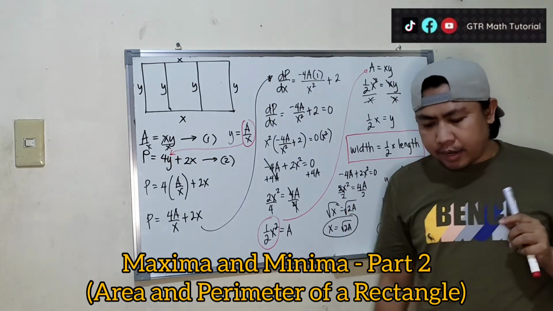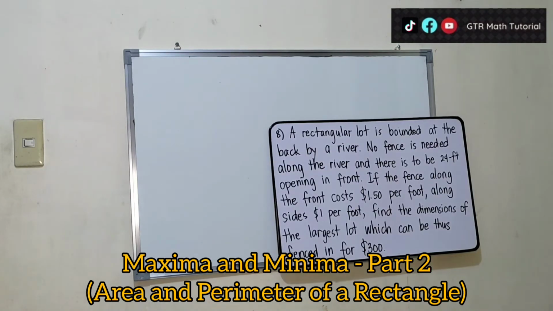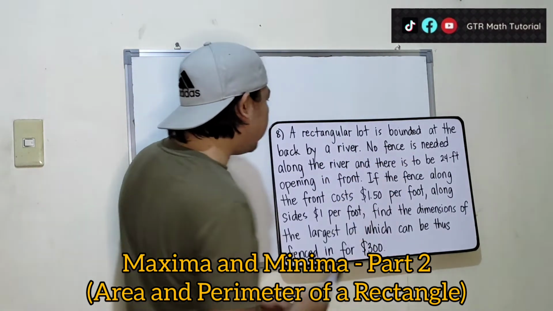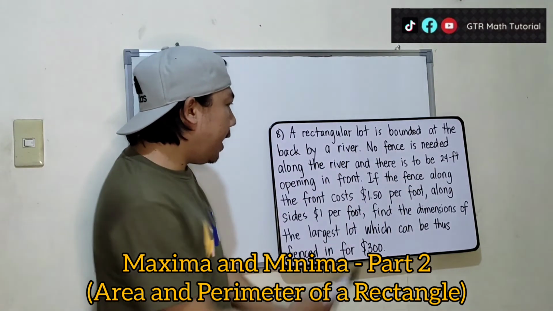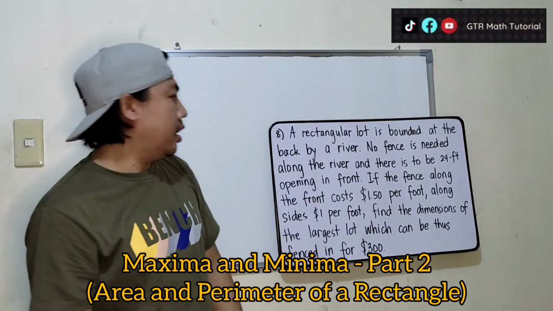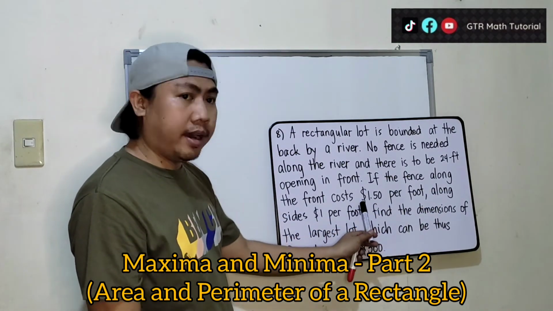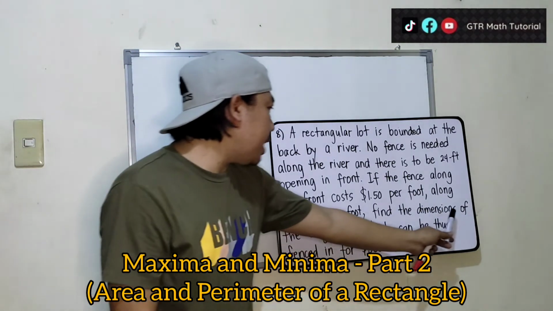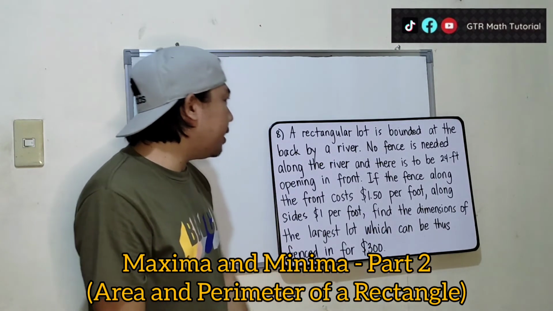Okay, so last example, number 8. A rectangular lot is bounded at the back by a river. So no fence is needed along the river, and there is to be a 24 feet opening in front. If the fence along the front costs $1.50 per foot, along the sides $1 per foot, find the dimensions of the largest lot which can be thus fenced in for $300.